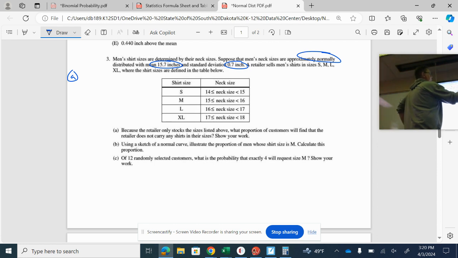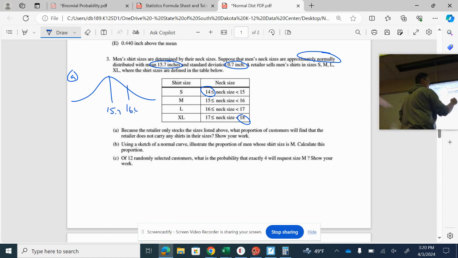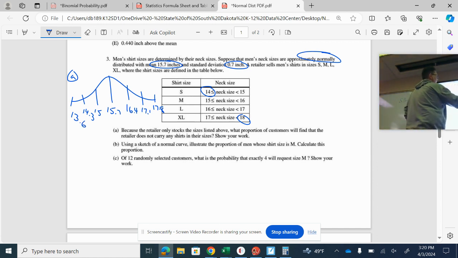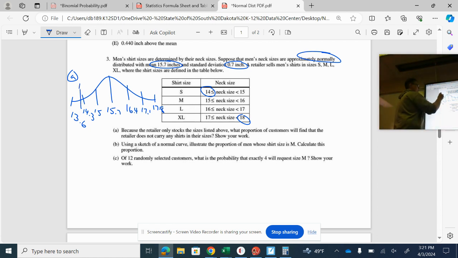But a retailer sells shirts in sizes small, medium, XL. The sizes range from 14 to 18. So if I draw this and I make this 15.7, I add 0.7, I get 16.4, 17.1, 17.8, and go this way, we get 15, 15.3, 13.6. We're going from 14 to 18. That's the shirt sizes. So 14 would be down here. 18 is a little bit above the third standard deviation. That's the area you want.